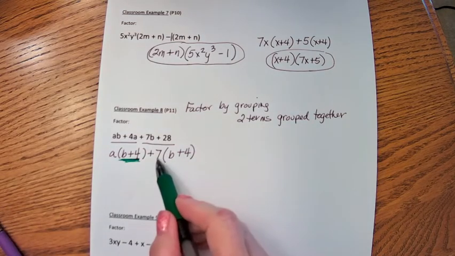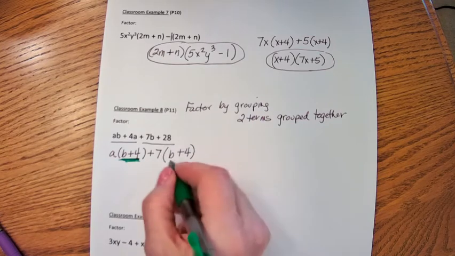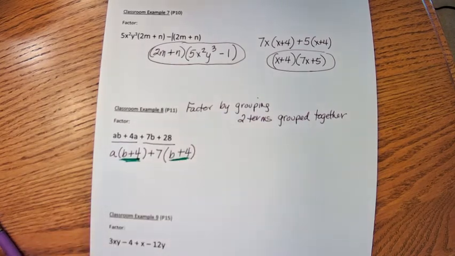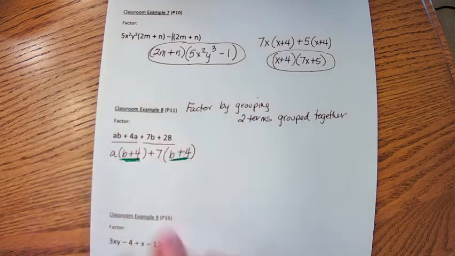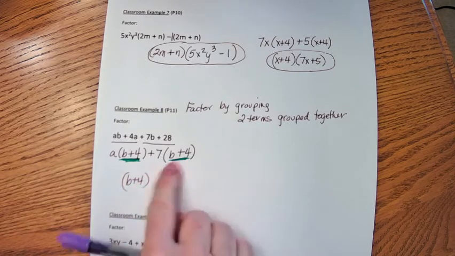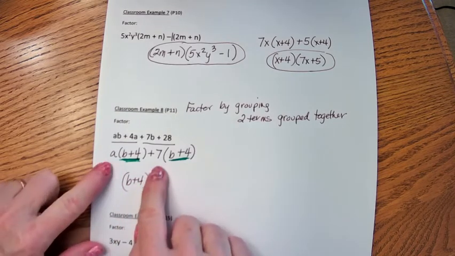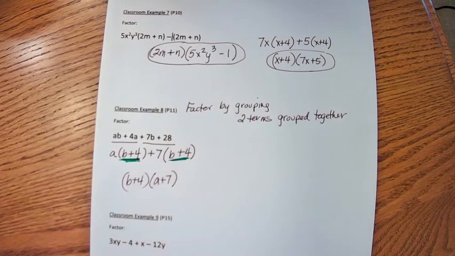Let's do a little check. 7 times b is 7b. 7 times 4 is 28. And look what I've just created. By grouping these two terms together and these two terms together, I now have b plus 4 as one of my factors, and a plus 7 as the other factor.